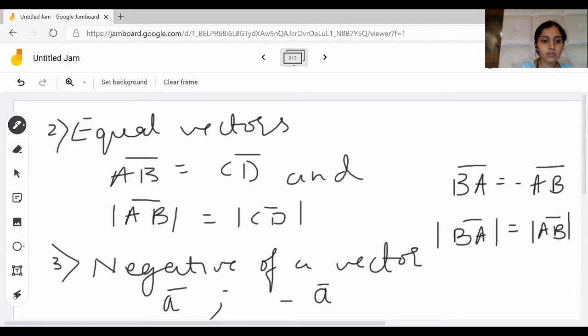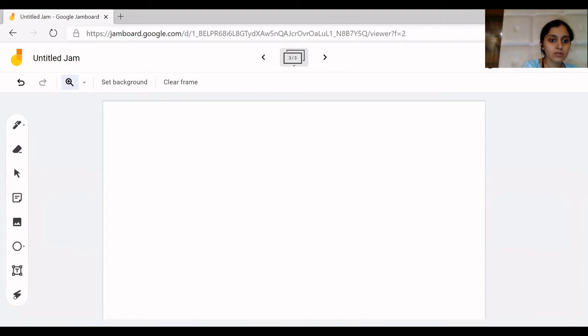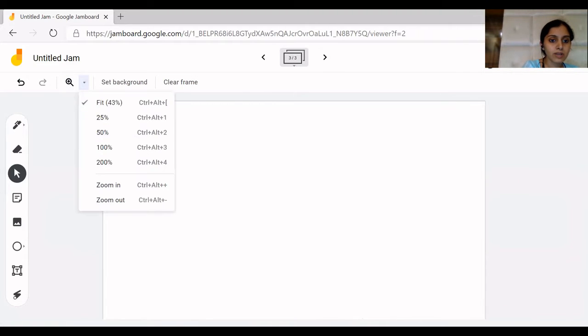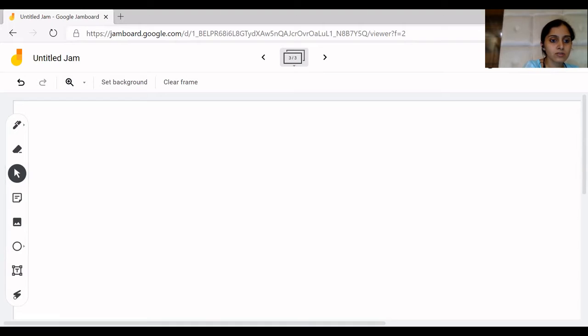Let's go to collinear vectors. What are collinear vectors?